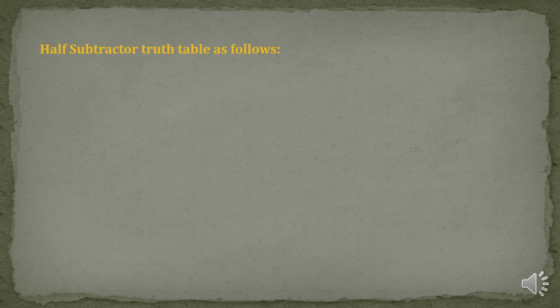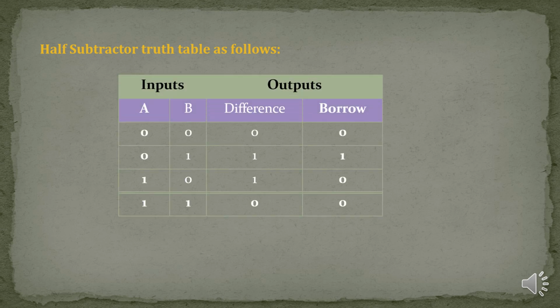Half subtractor truth table is as follows. We are having two inputs and two outputs. When both the inputs A and B are zeros, we won't get any output. That means both difference and borrow are zeros. If A input is 0 and B input is 1, then we'll get both the outputs as ones. If A is 1 and B is 0, the difference output is only active. When both the inputs are ones, we won't get any output.